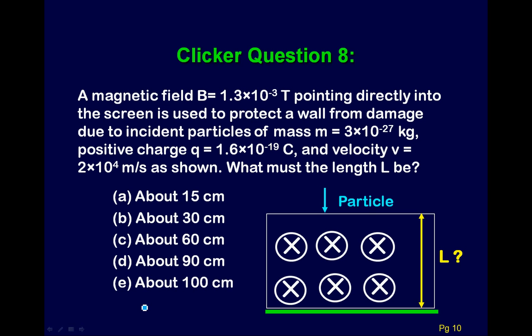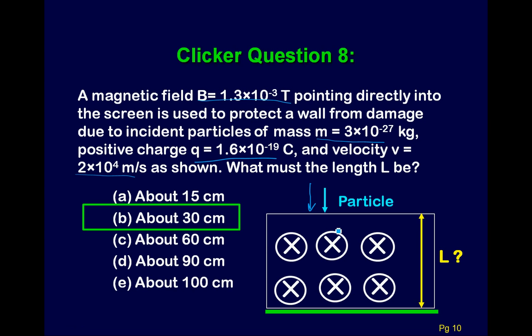So here you have some situation where there are charged particles coming from some sort of interaction. They're coming down this way, and you're trying to protect this green wall using a magnetic field. So what you want to do is deflect the particles. In this case, you get the charge Q, the mass M, the velocity is this, and the magnetic field is this here. And we know what kind of motion this is going to be because the velocity is perpendicular to the B field. So think about this and see what you can come up with.